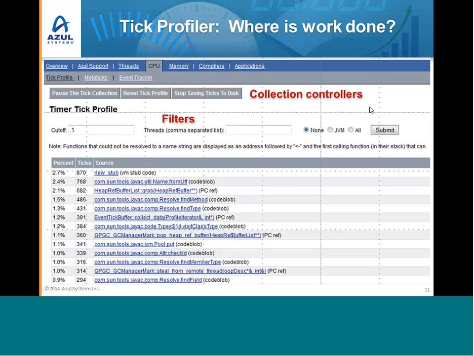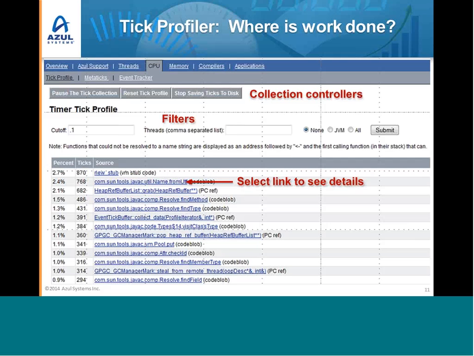Let's look more closely at what's going on in the timer tick profiler tab. We have sub-tabs that are tick profile, meta-ticks, and event tracker. We have controllers for tick profiling. We can pause, reset, or stop tick profiling. As well, we have filters that allow you to selectively look at individual threads, for example, or specify the cutoff for the number of ticks that you're interested in. On the right-hand side, at the bottom, we have the percent, the ticks, and the source of those, which is the method in which the ticks have been collected. Here we see them sorted in decreasing percentage or number of ticks that have been accumulated in each of those methods. We can next select a link to see the details.